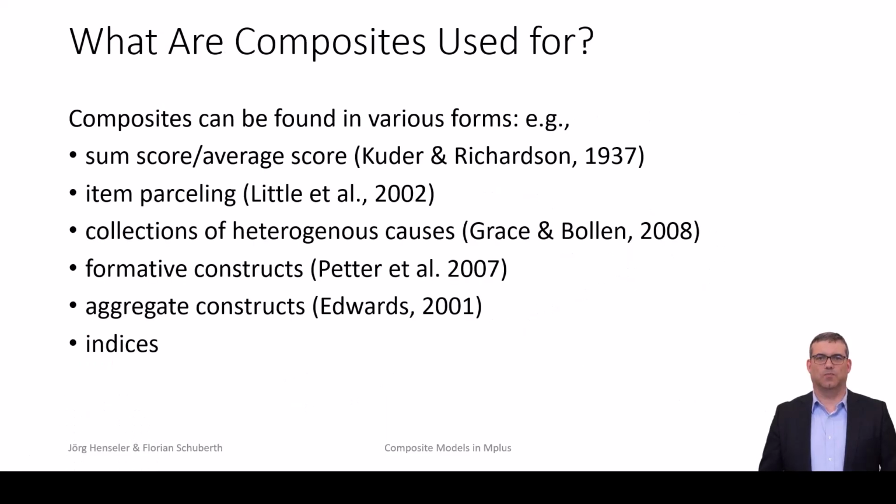So what are they used for? When do we reduce observed variables into one composite? We'll see that there are various forms of composite, various fields of application. A very simple one, a very classical one in psychology and other fields of social science, are sum scores, average scores. Then we have item parceling. We have collections of heterogeneous causes. We have formative constructs. We have aggregate constructs. And we have indices. In the next slides, we'll have a look into each of these fields of application.